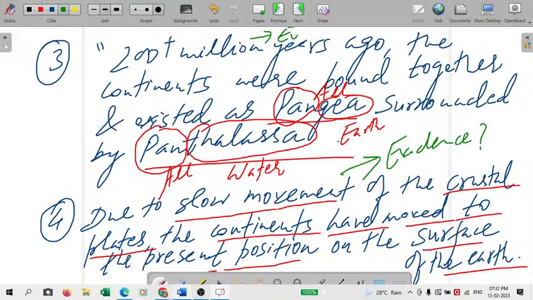What is the evidence that for 200 million plus years the continents were together? इस पे तो बहुत strong evidence मांगा कि how can you say the continents were together? Continents could have been dispersed on the surface of the earth at various corners. But how is it possible that the continents were together? What is the evidence? He was asked to give the evidence.